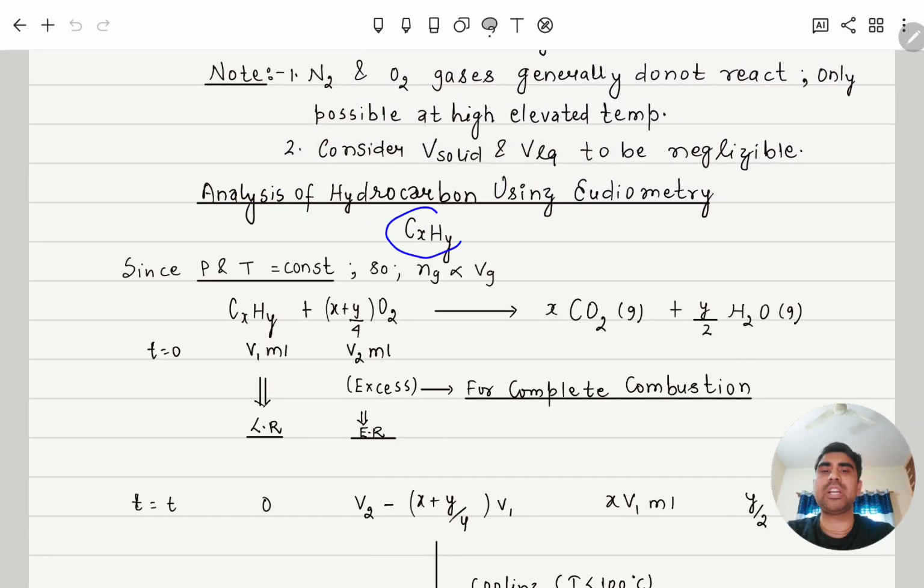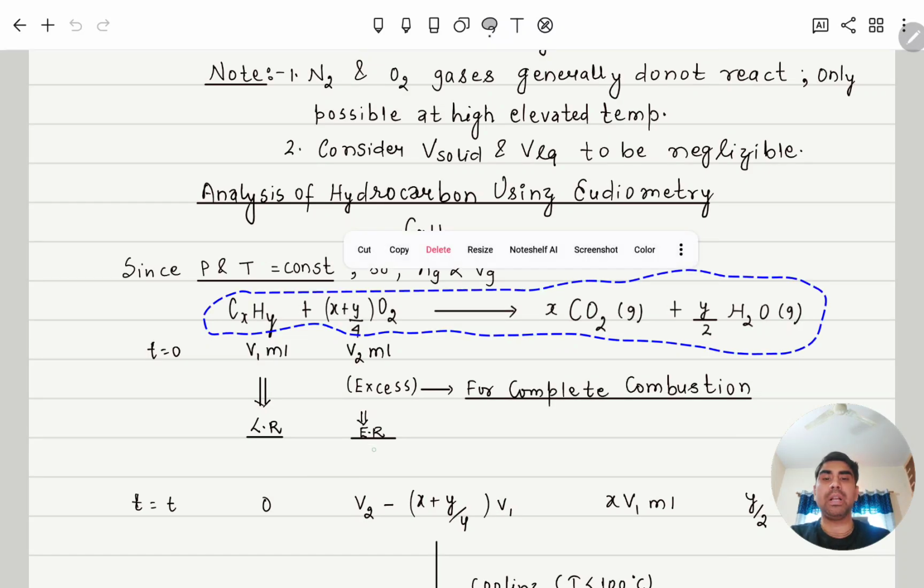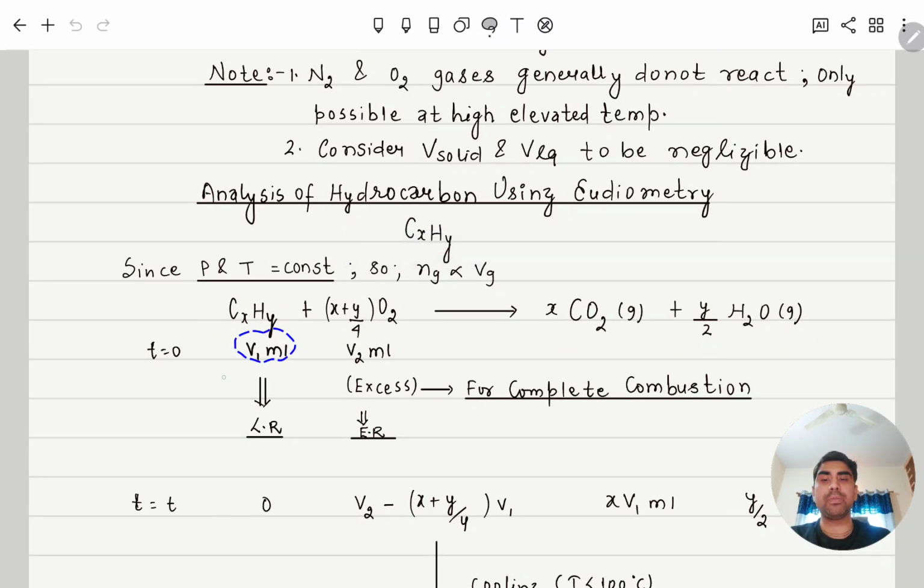So here you can see that we are analyzing the molecular formula of a hydrocarbon by using eudiometry. Let's suppose the hydrocarbon is CxHy. We don't know whether it is an alkene, alkyne, or what it is, but we can calculate its molecular formula using eudiometry. Keeping pressure and temperature constant, since PV is equal to nRT for gas, the number of moles of gas is directly proportional to volume. At t equal to 0, this is the balanced chemical equation for the hydrocarbon, and let's suppose the initial volume is V1 ml and this is V2 ml.